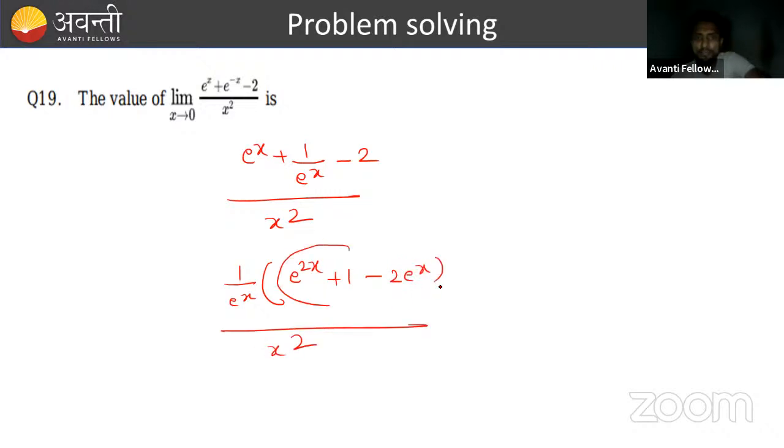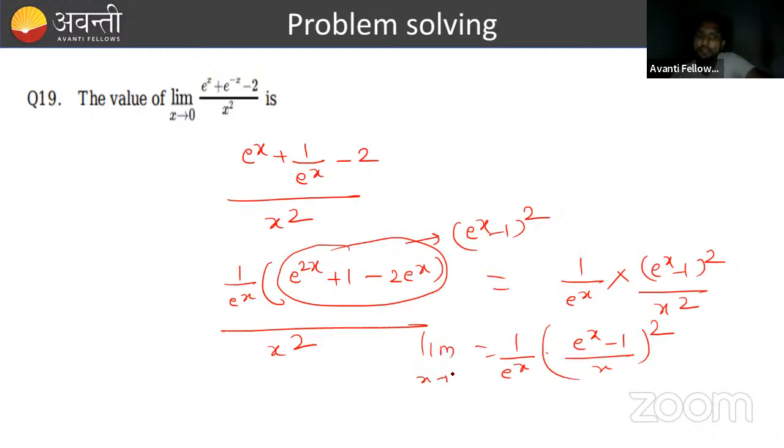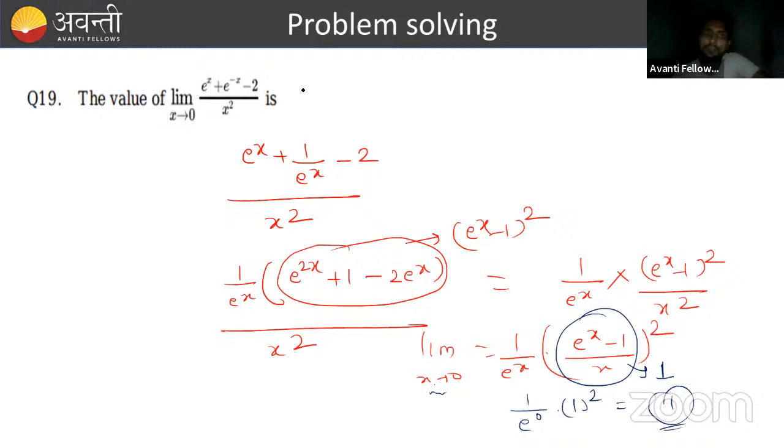Now if you observe this, you will get (e to the power x minus 1) whole square. So 1 by e to the power x, this is (e to the power x minus 1) whole square, and here it is x square. And if it is 1 by e to the power x, it is (e to the power x minus 1 by x) whole square, right? And if limit x tending to 0, and I hope you know this formula, if x tending to 0, (e to the power x minus 1) divided by x is what, 1. And x tending to 0, so 1 divided by e to the power 0 into 1 whole square, so it is 1 only. So what is the value? It is 1.